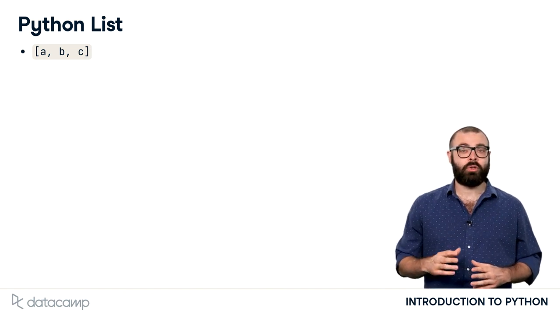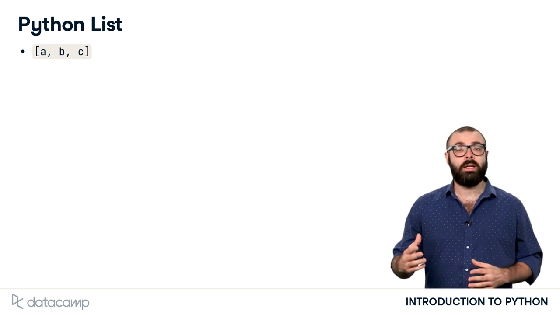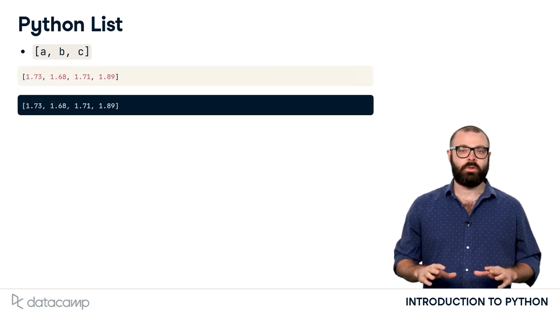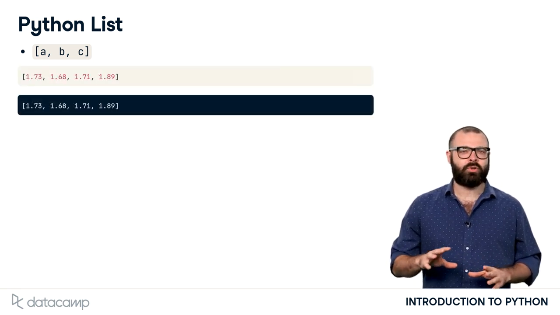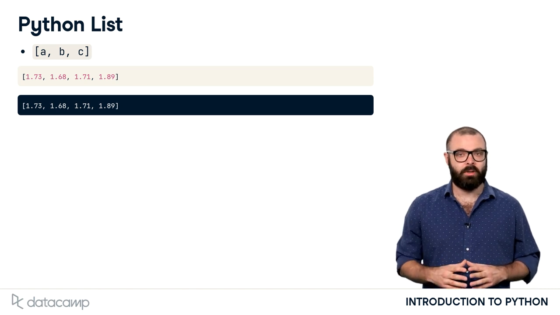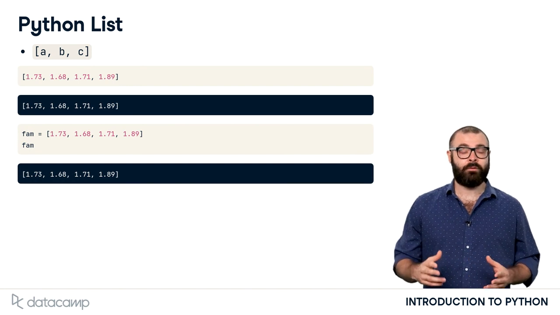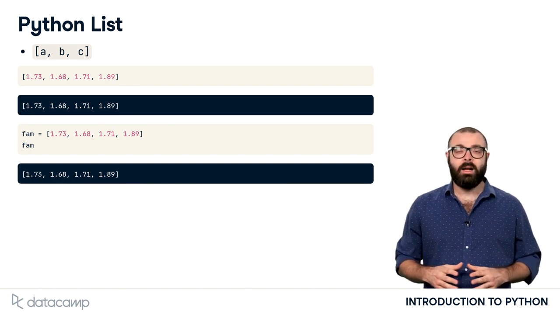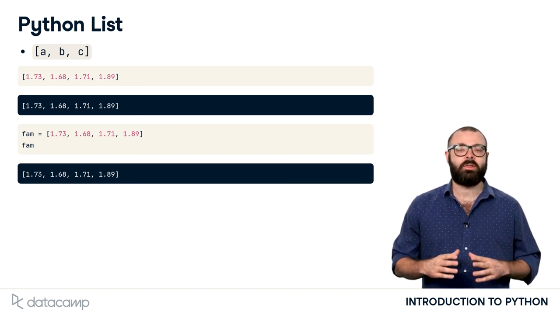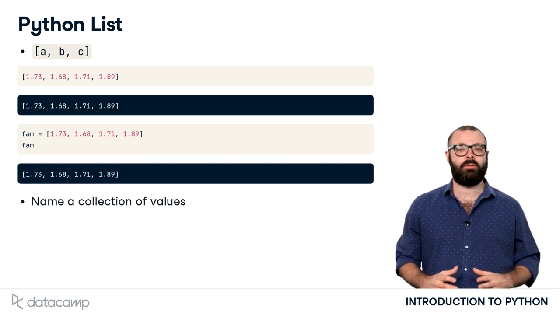Suppose you asked your two sisters and parents for their height in meters. You can build the list like this. Of course, this data structure can also be referenced with a variable. Simply put the variable name and the equal sign in front, like here. A list is a way to give a single name to a collection of values.